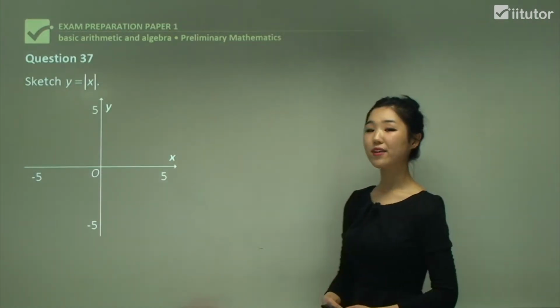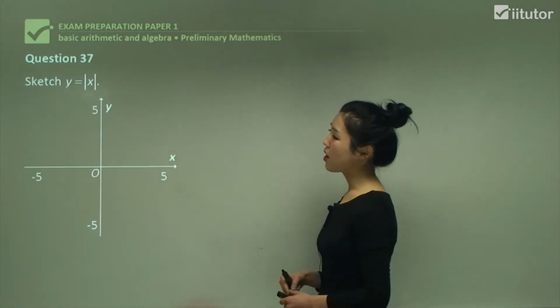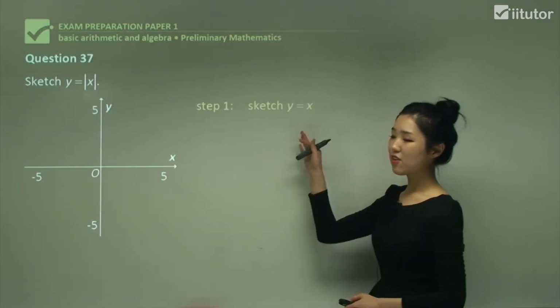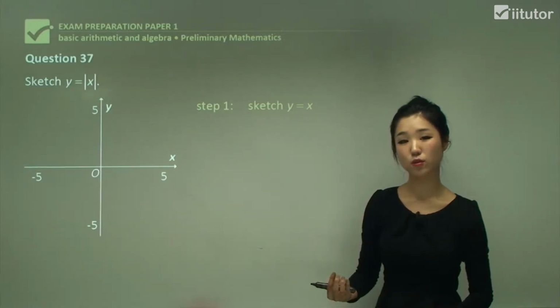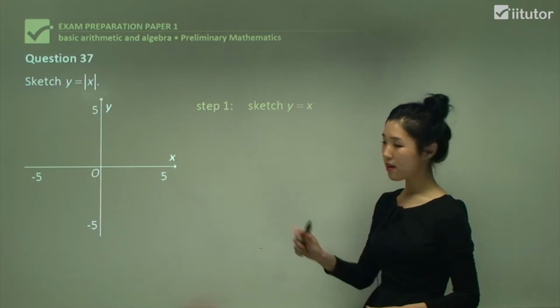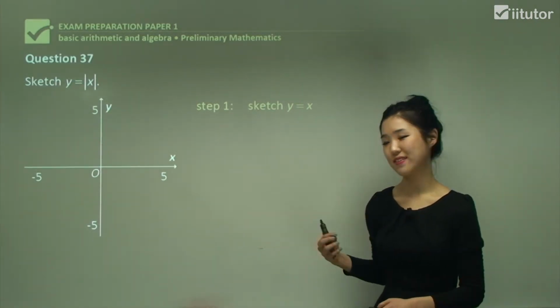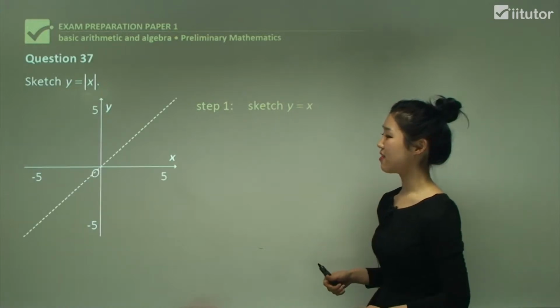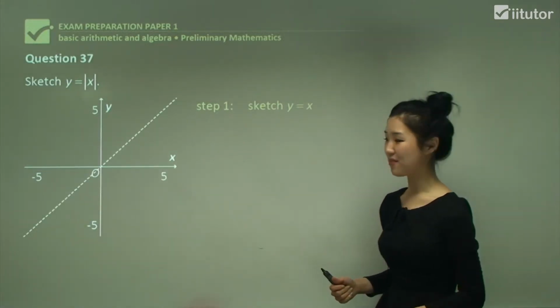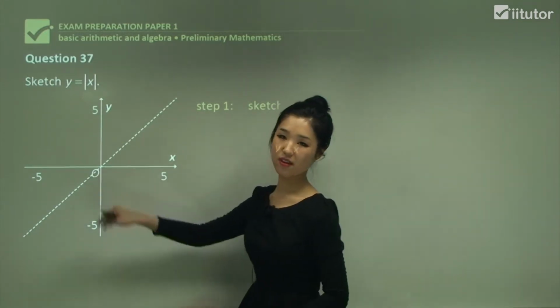37. Now y equals absolute value of x. Now this question, okay, what I want you to do is sketch y equals just x first of all. Don't worry about the absolute bars. Try to ignore that for a second. Just sketch y equals x. This is your very simple, most basic linear graph, isn't it? That's y equals x, right? Just a line going across the origin.